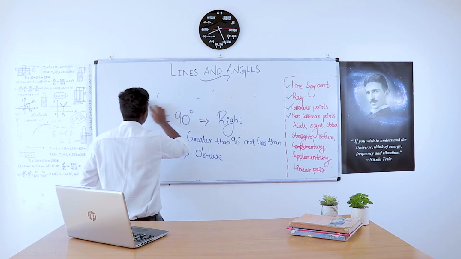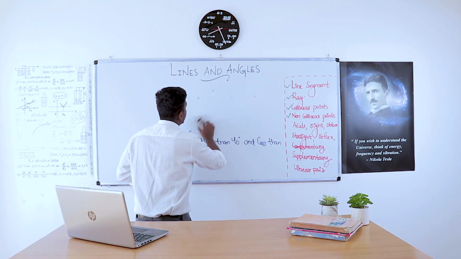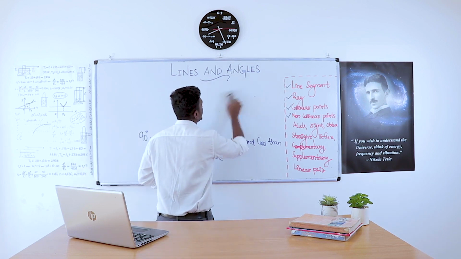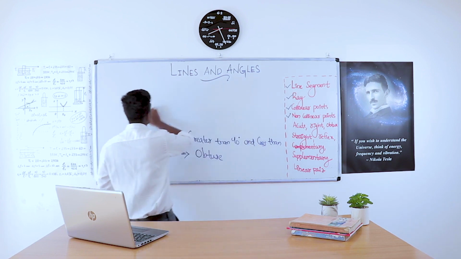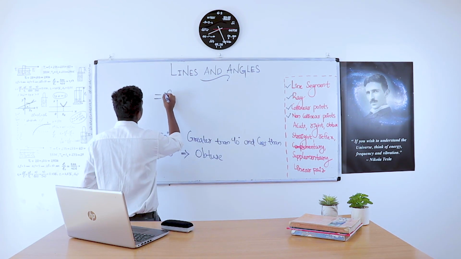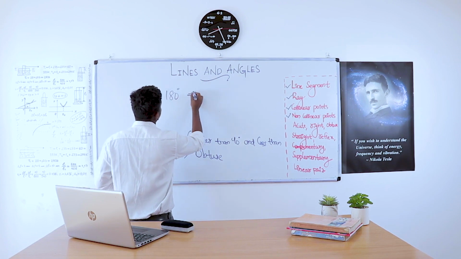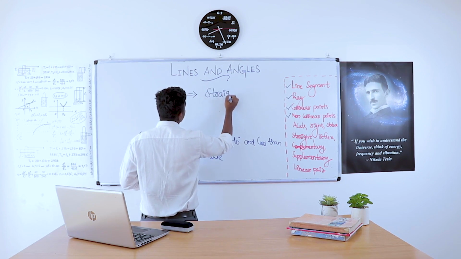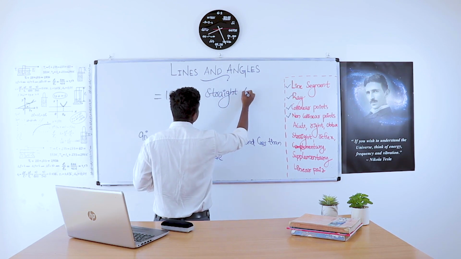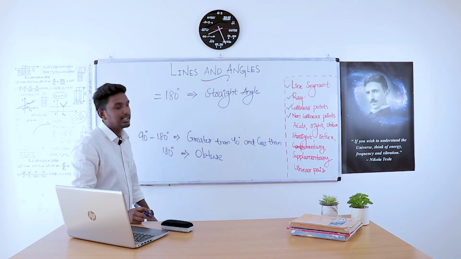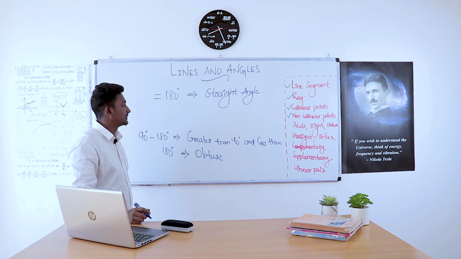Then if the value of the angle is equal to 180 degrees, then that angle is named as a straight angle.